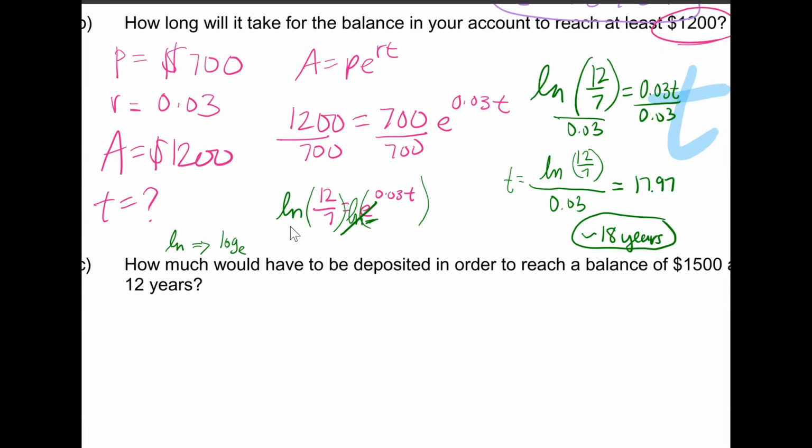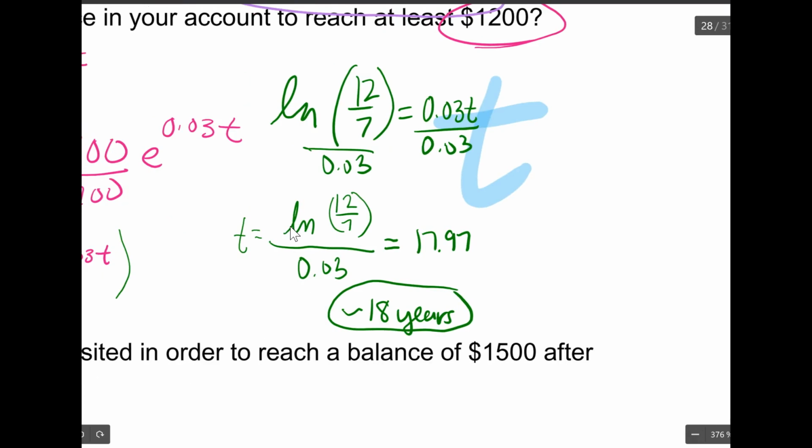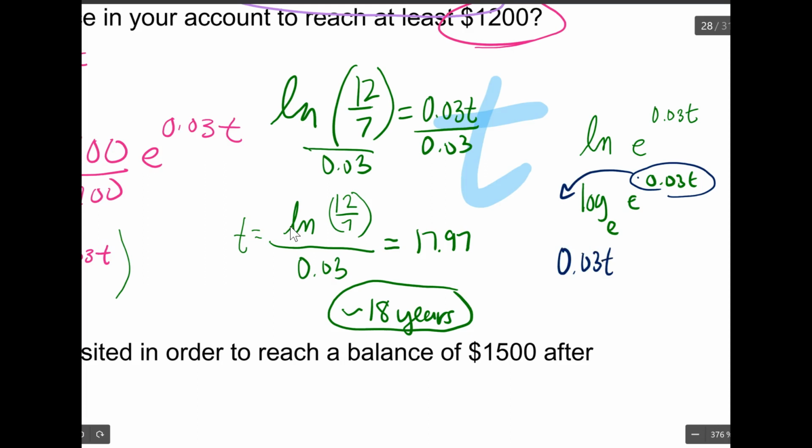Yes, I get this. I'm just confused how the 0.03t went from an exponent to a regular number. So when I have ln of e to the 0.03t, this is the same thing as saying log base e of e to the 0.03t. I can use the power property, so bring it out front: 0.03t times log base e of e. It's an e, and I know that this whole segment right here is literally equal to 1.